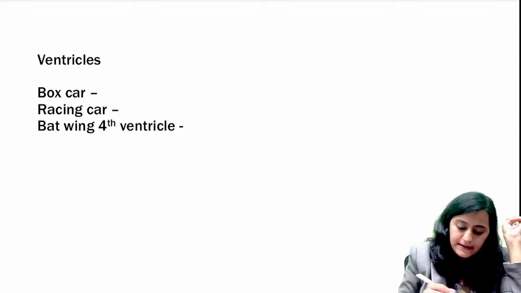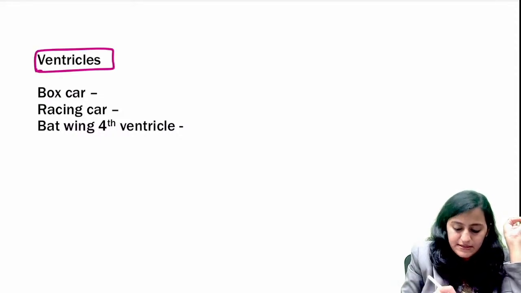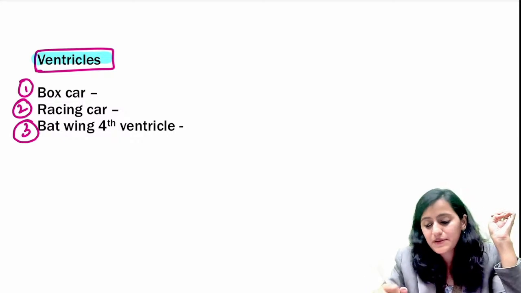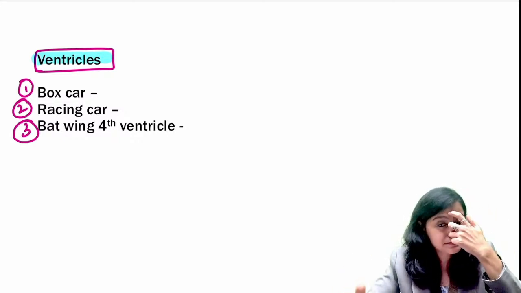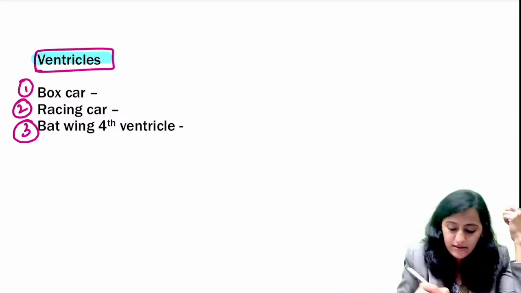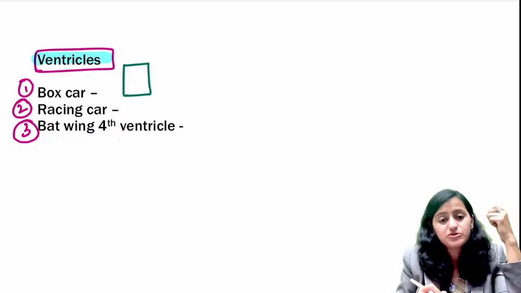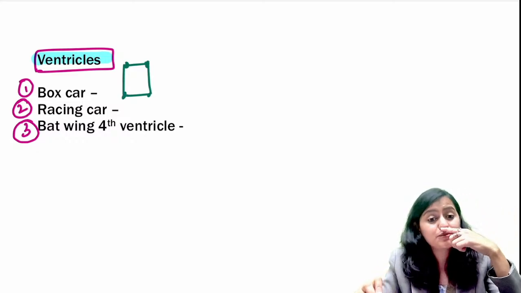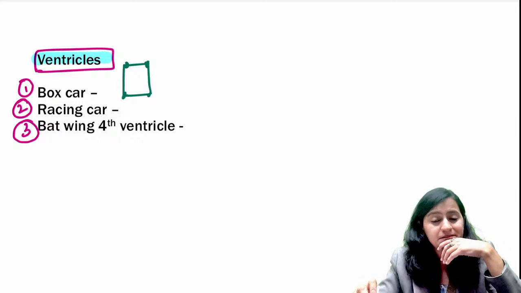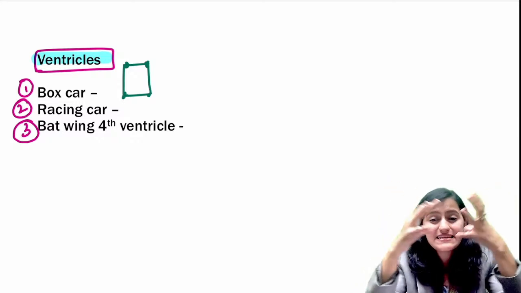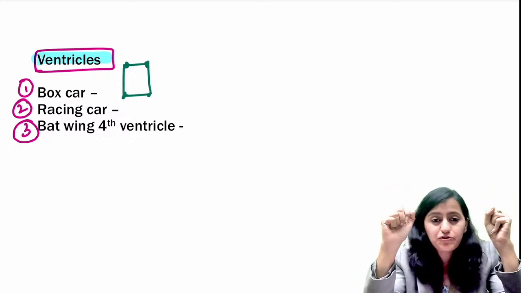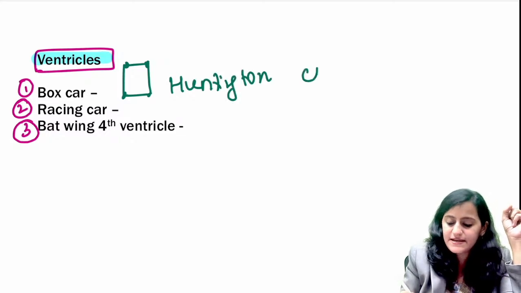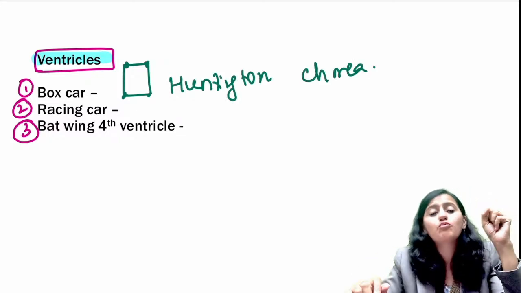Right? Coming to the ventricles appearance, where do you get boxcar ventricle, racing car appearance and bat wing fourth ventricle? Boxcar. Okay, in a boxcar, basically the front wheels and the back wheels are the same. So where do you get the boxcar? The frontal horns are getting dilated because there is caudate atrophy in Huntington's chorea. Right? Huntington goes hunting in a boxcar.